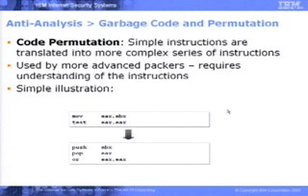Another technique for anti-analysis is code permutation. It is used by more advanced packers because it requires an understanding of the code and generating equivalent instructions. For example, instead of using MOV, it tries to use PUSH and then POP, and it uses OR instead of TEST.